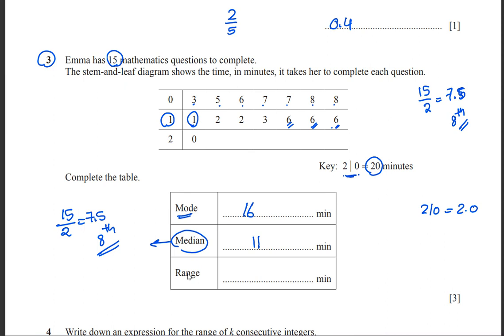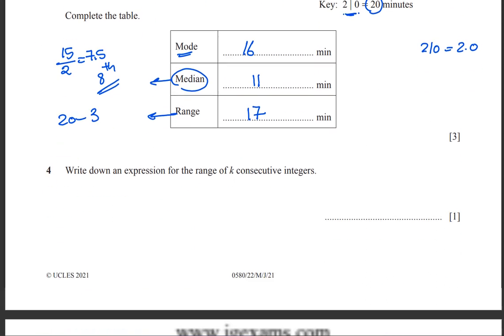Then the range is the highest minus the smallest. The last value minus the first value. The last value is 20, minus the first value, which is 3, so equal 17.